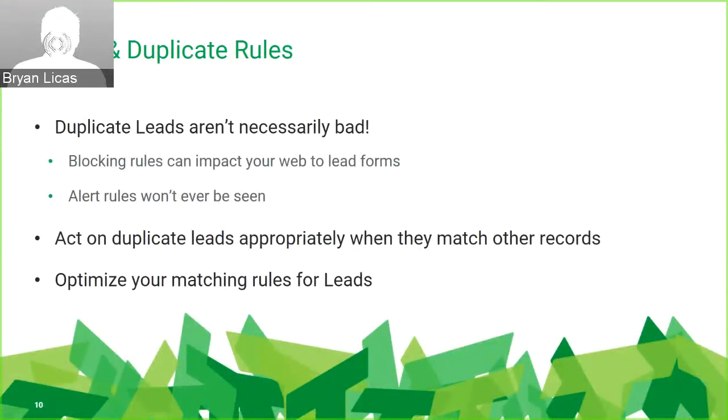Now, on the lead object, it's a bit of a different story. So duplicate leads aren't really a bad thing. In fact, we consider duplicate leads to be good. They're meant to be an expression of interest at a point in time, and they should all be followed up on. Now, if you tried to set up a duplicate rule to block leads, this will actually have a negative impact on any web-to-lead forms that you have set up. So no leads will actually come through if you set it to block. If you have it set to alert, that's not going to be seen by anybody. So it's not really that useful.